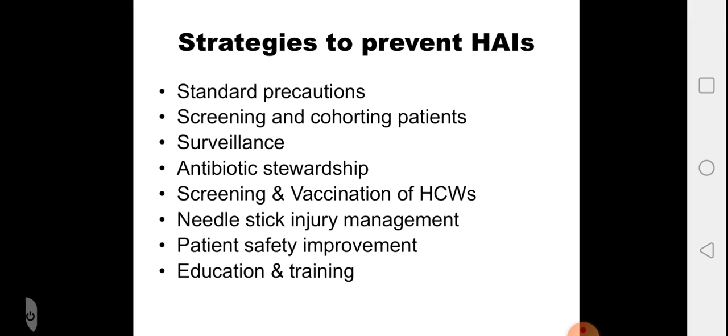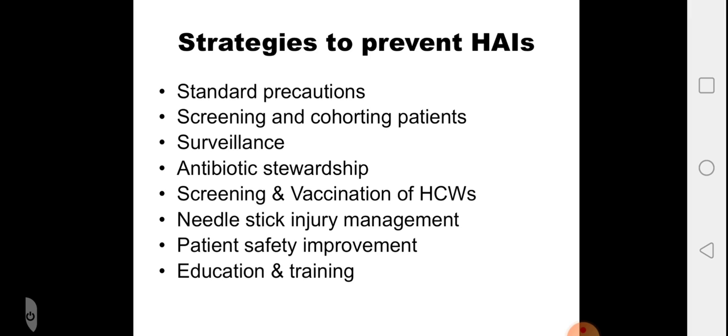Next is surveillance of healthcare associated infections, which is a very important component. What you do here is, the surveillance is a systematic ongoing process of collection, analysis and interpretation of healthcare infection data, so that you can detect and identify the risk factors, you can identify the outbreaks, and you can implement or improvise the infection prevention and control measures.